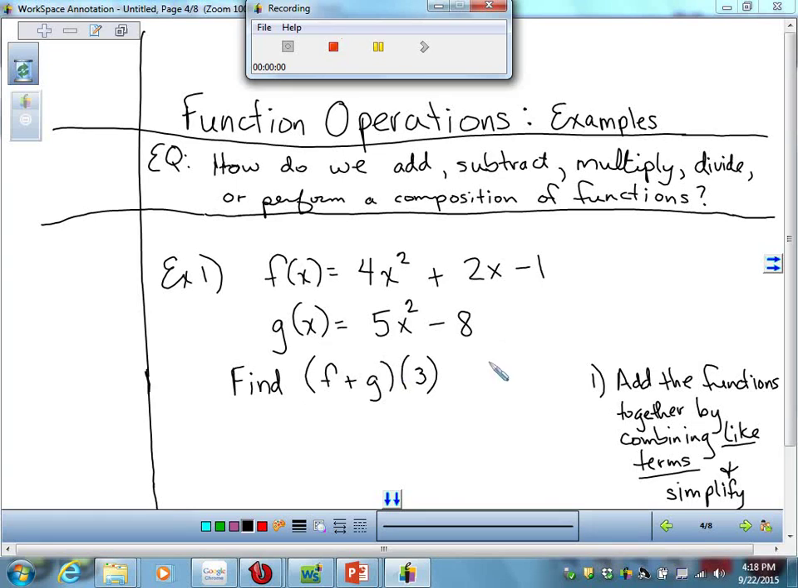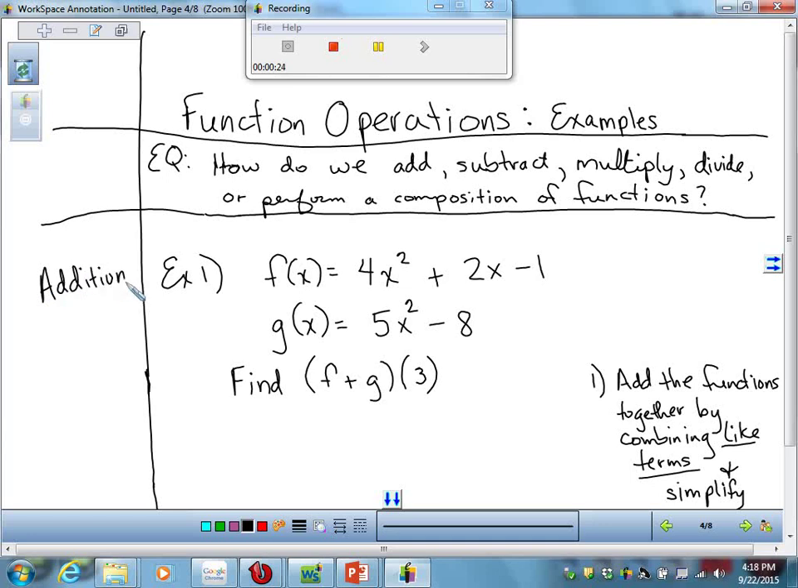Hi, welcome to function operations, some examples. Our essential question is, how do we add, subtract, multiply, divide, or perform a composition of functions? We're going to have about 5 examples that we do. Our first example is for addition.